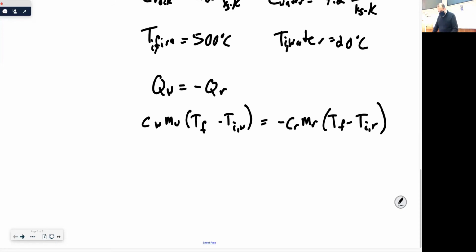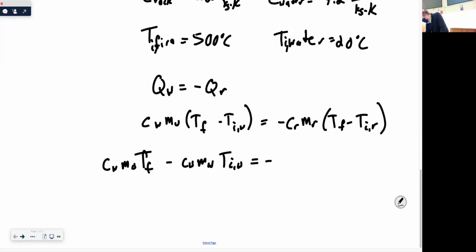Okay, let's solve this thing symbolically first. We can expand these two temperature terms. This is going to get a little bit messy: C_W M_W T_F minus C_W M_W T_I water is equal to negative C_R M_R T_F plus C_R M_R T_I,R.